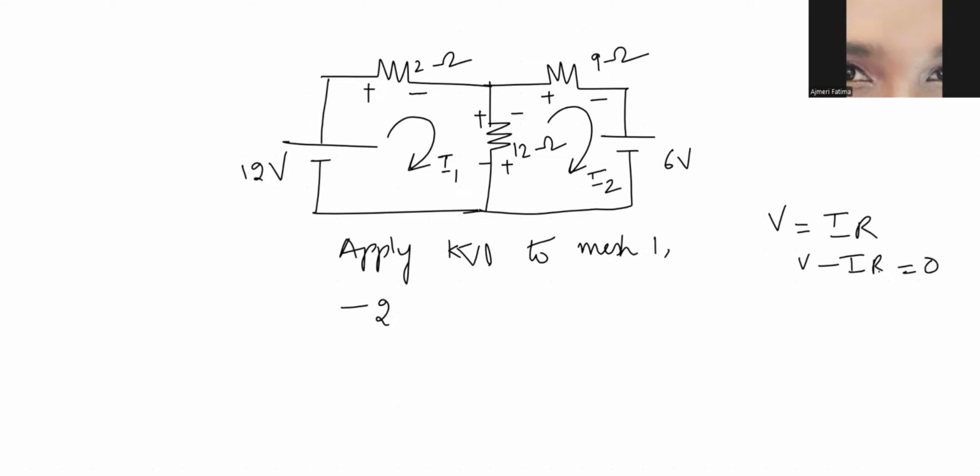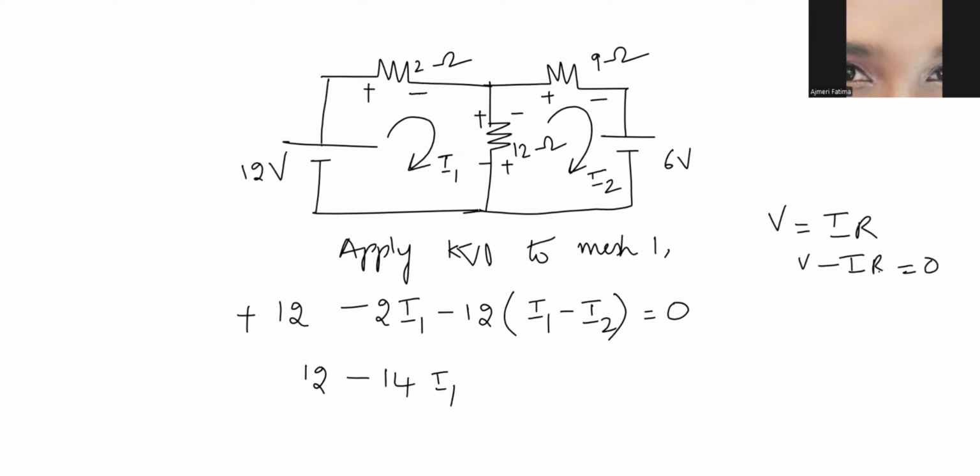Okay. If you see this 12 is common to both I1 and I2. But I am considering which mesh? First mesh. And there will always be a drop, I told you. So minus 12 into (I1 minus I2). Why plus I1? Because we are taking first mesh. And minus 2 plus, this is a rise, no? So I will write plus 12. That is equal to 0. So what we'll get? 12 minus 2I1 minus 12I1, which is minus 14I1, and minus into minus gives plus 12I2, equal to 0. This is your equation 1.